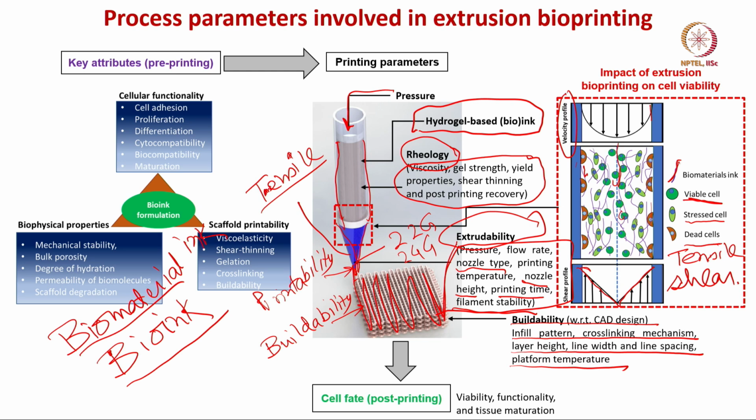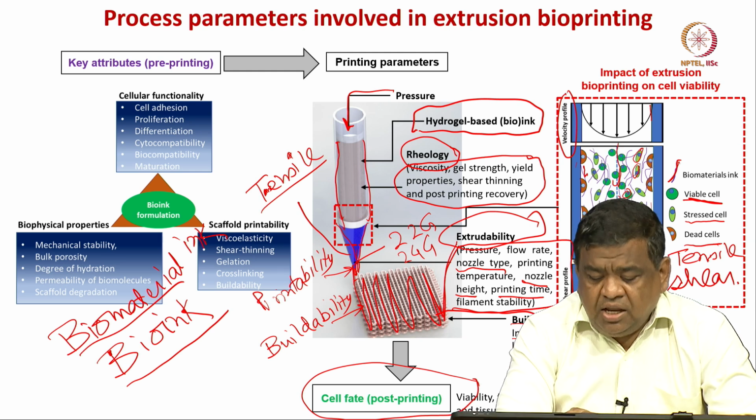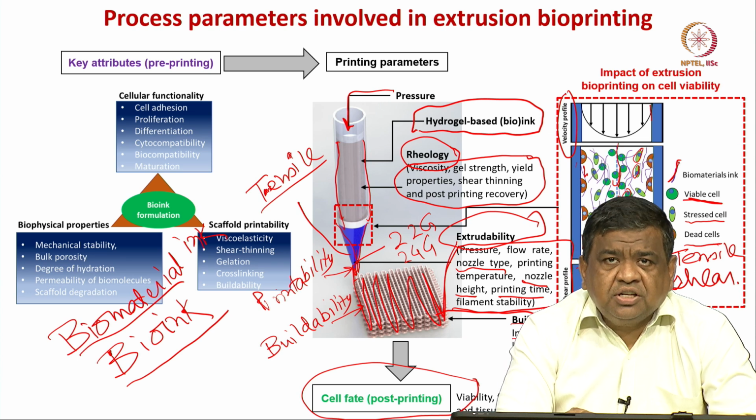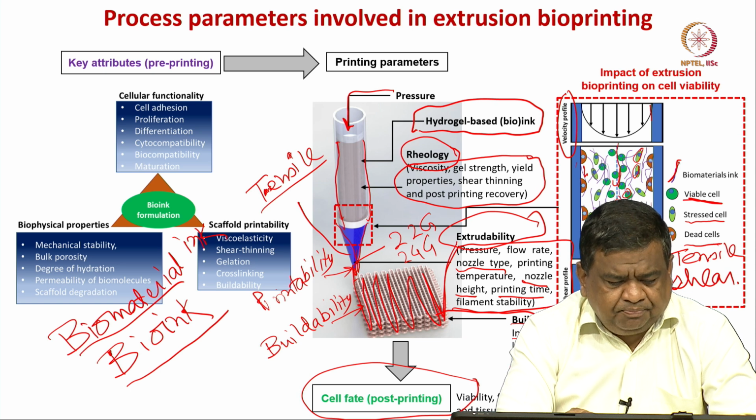Now, if you look at these cells, as I said multiple times in the last two lectures, it is important for us to maintain the cell viability. If the cells are under extreme stress in their cellular microenvironment, the cell will undergo apoptosis. We do not want the apoptosis to take place; we want the cells to maintain viability and their inherent functionality. So, one has to also determine the cell fate processes post printing, like viability, functionality and tissue maturation. These aspects were also discussed in the last lecture.